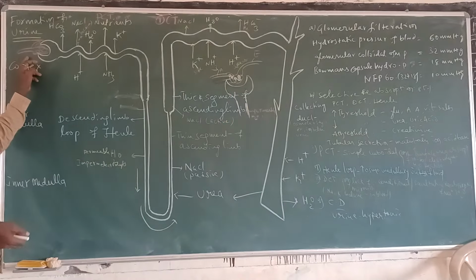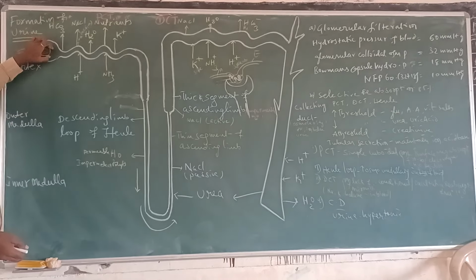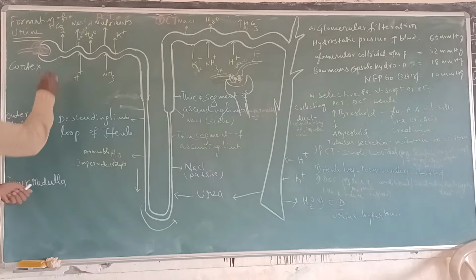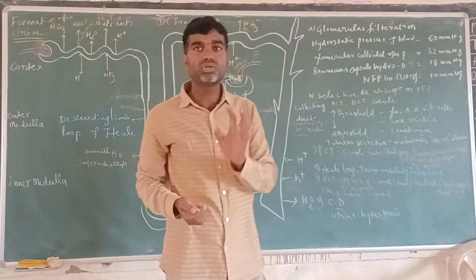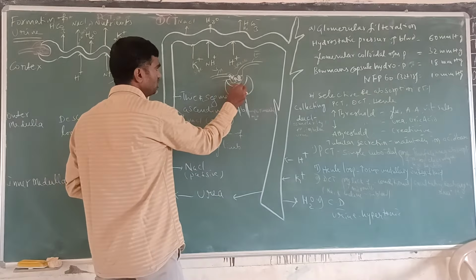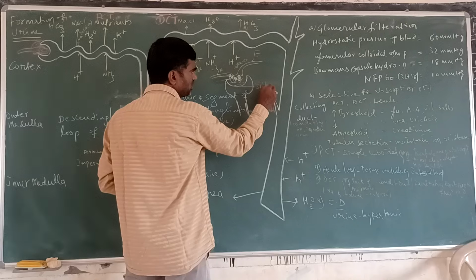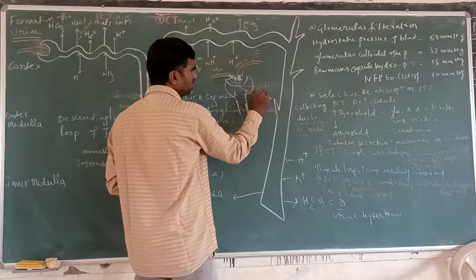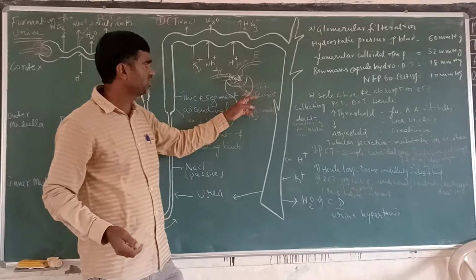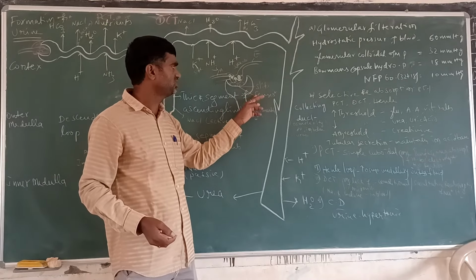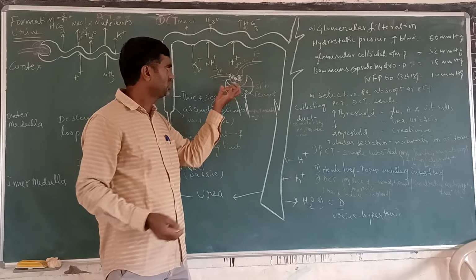This is the efferent renal arteriole, this is the glomerulus, this is the Bowman's capsule. Now, how it is filtering, we already studied. It contains podocyte cells and fenestration slits. Above these layers, it is filtering here.